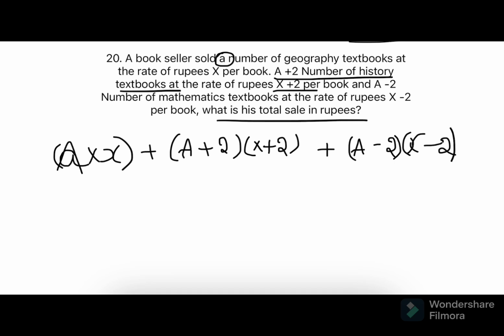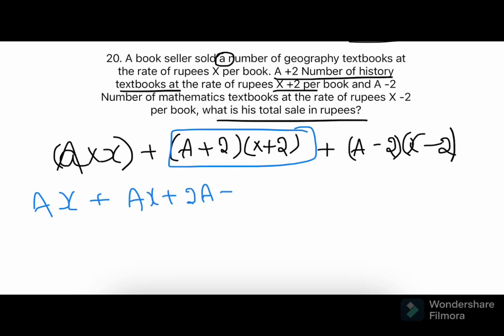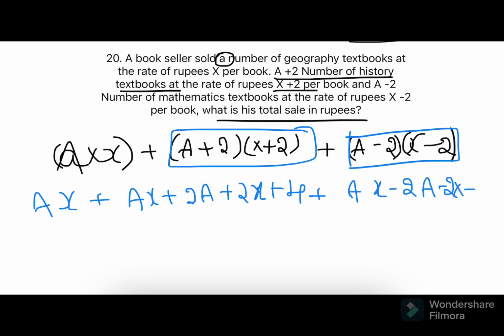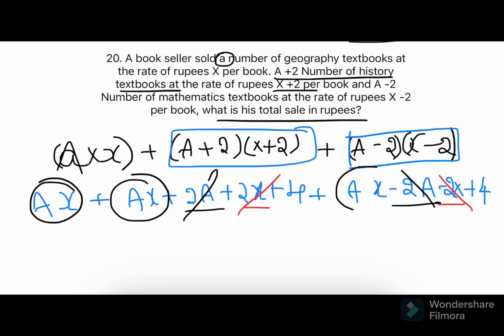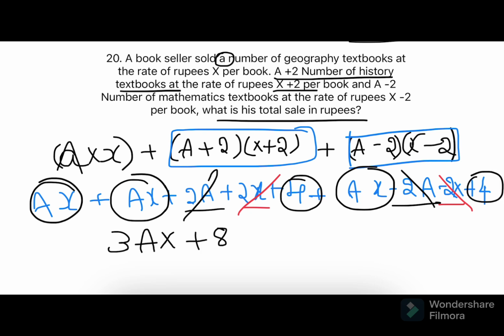What is his total sale in rupees? So we'll simplify this. This is AX plus, this is one single expression. We have to further solve this. It becomes AX plus 2A plus 2X plus 4. Similarly, this is one single expression that has to be further solved. This is AX minus 2A minus 2X plus 4. Yes, plus 4, because minus of minus becomes plus. We need to be quite careful with respect to the simplification. We can clearly see minus 2A plus 2A gets cancelled. Similarly, plus 2X minus 2X gets cancelled. So what is the remaining thing? 1 time, 2 times and 3 times. So there are 3AX plus 4 plus 4, which is 3AX plus 8. This is the final answer.